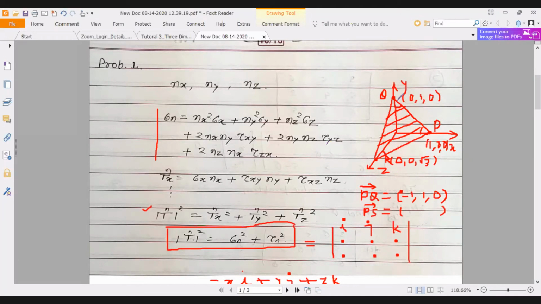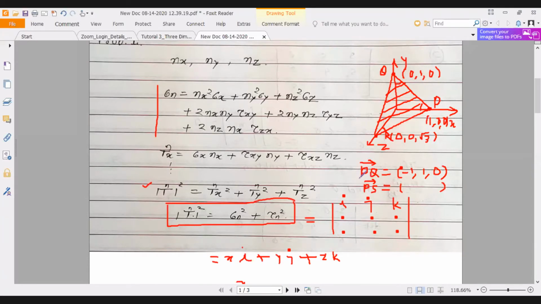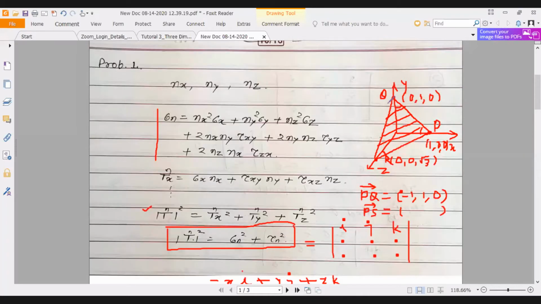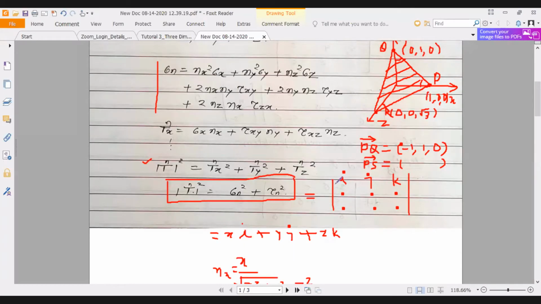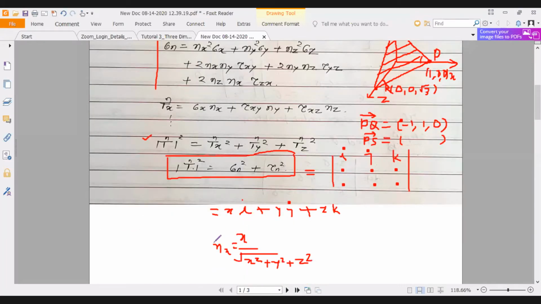Okay. So you can decide any three coordinates of that plane with the given data in the question. Decide the vectors of any two lines in this plane, and the normal is given by the cross product of these two vectors. This will give you the normal of this plane, and after that you can calculate the direction quotient. That's all.